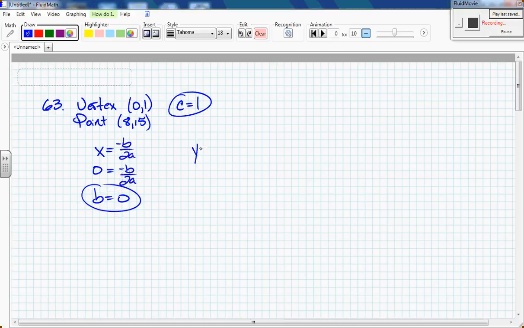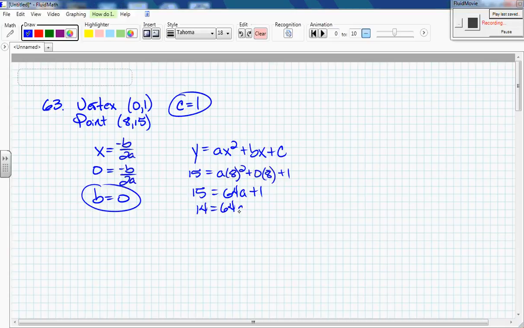We know that the standard form of a quadratic function is y equals ax squared plus bx plus c. In this case, one of the points we have has a y-coordinate of 15, so 15 equals a times the x-coordinate, 8, squared, plus b, which is 0 and would completely eliminate that term, plus 1. So 15 equals 64a plus 1. When we subtract 1, 14 equals 64a.